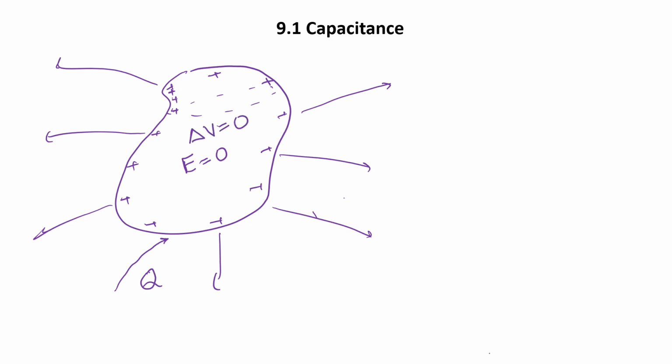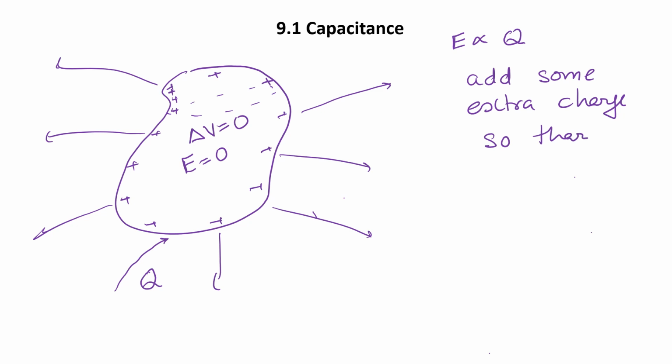So every single point on the conductor is equipotential. We have seen that before. E would be proportional to the charge we have put in. Let's say we have put this charge Q and we add some extra charge, so that the charge becomes kQ, where k is some constant.